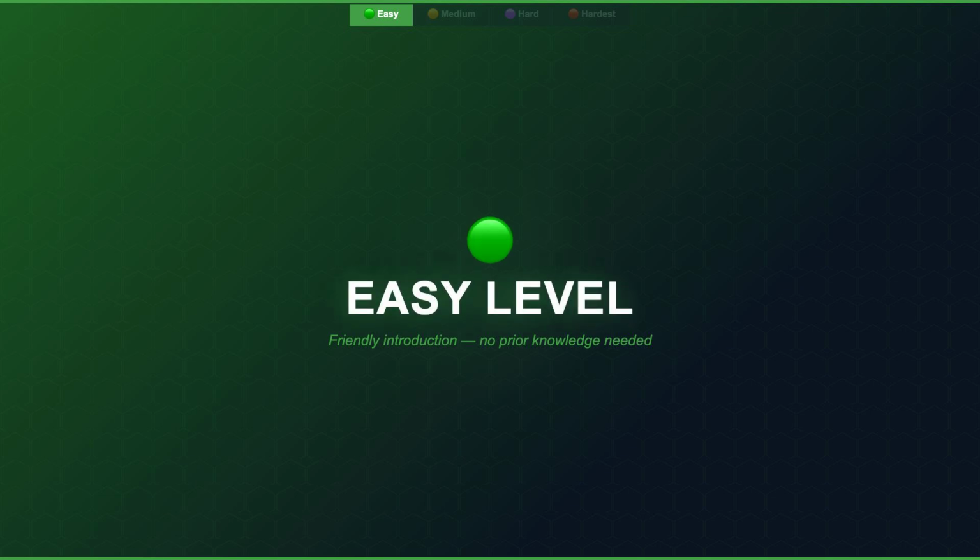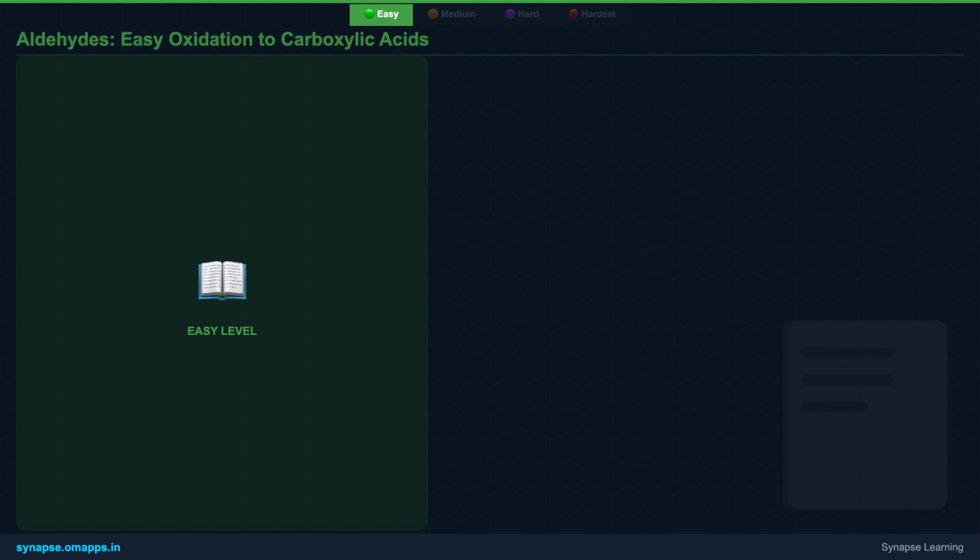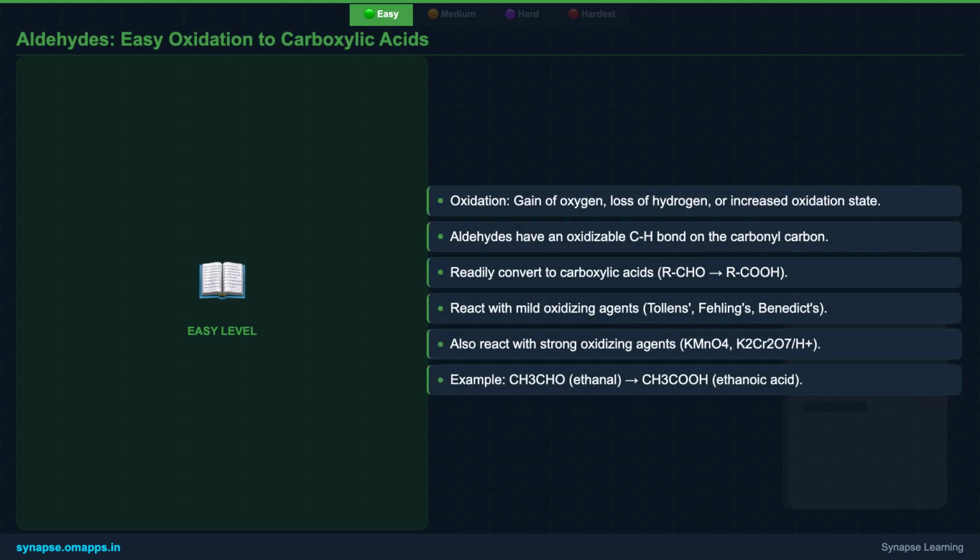Let's kick off with the fundamentals of oxidation for aldehydes and ketones. It's simpler than you think. Oxidation in organic chemistry often means gaining oxygen or losing hydrogen. Aldehydes, with their unique C-H bond on the carbonyl carbon, are quite eager to gain an oxygen atom, transforming into carboxylic acids. Think of it like a quick upgrade. This reactivity makes them distinct. For instance, ethanal, a simple aldehyde, can easily become ethanoic acid. This transformation is fundamental to many chemical processes, and we'll see why it's so important as we progress.